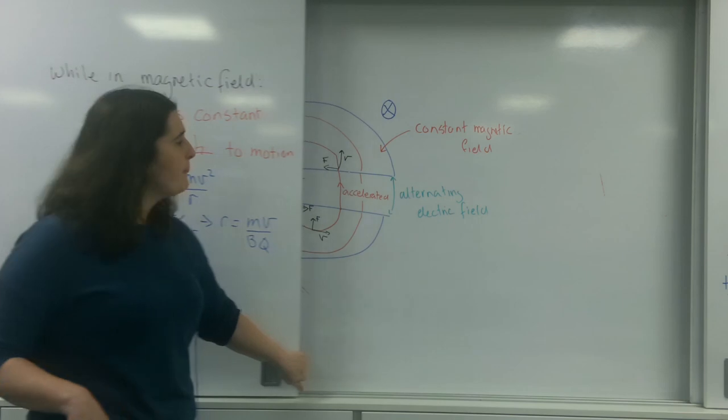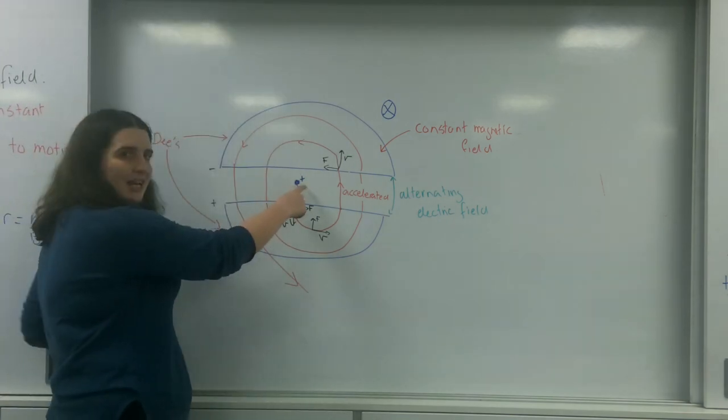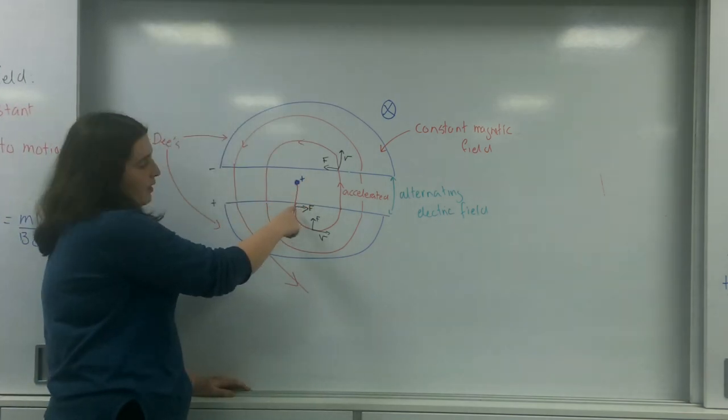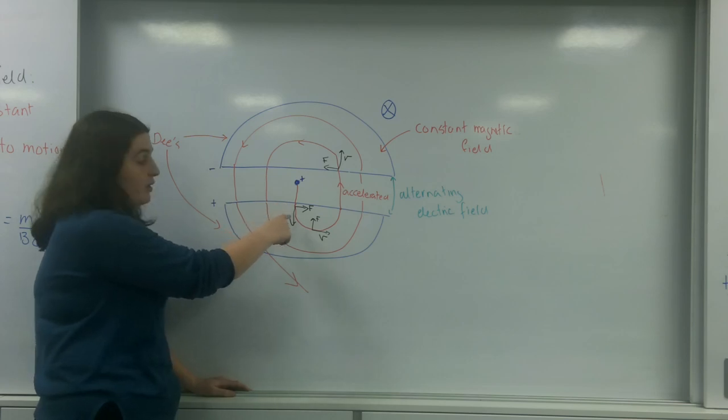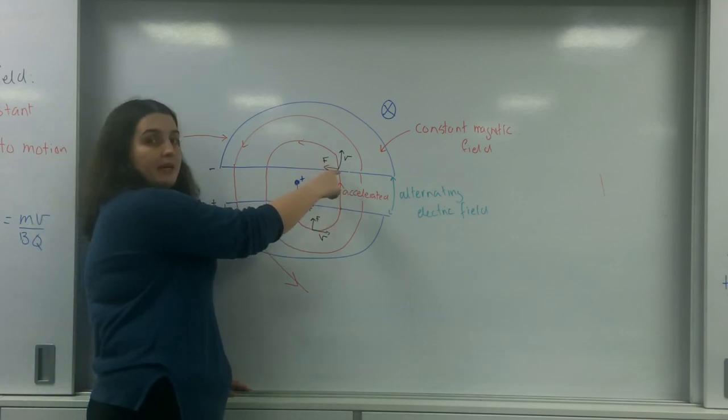So bringing it back, while in my electric field, I'm going to speed up. When I enter my magnetic field, I'm going to curve around. Then I'm going to speed up again.